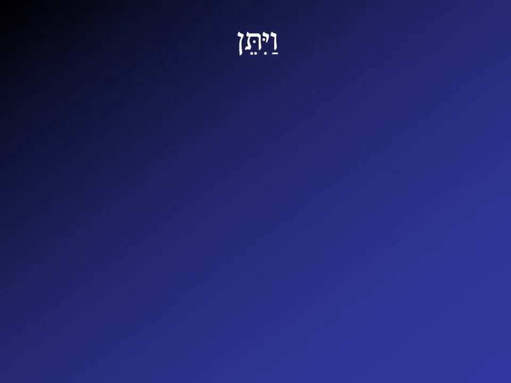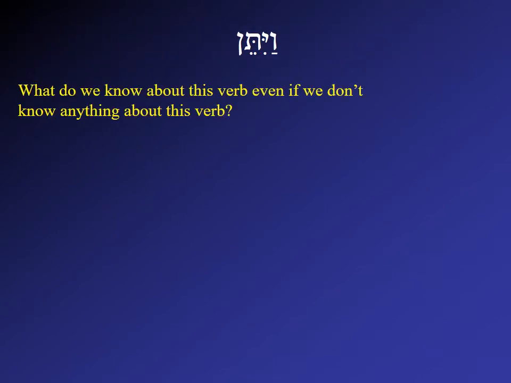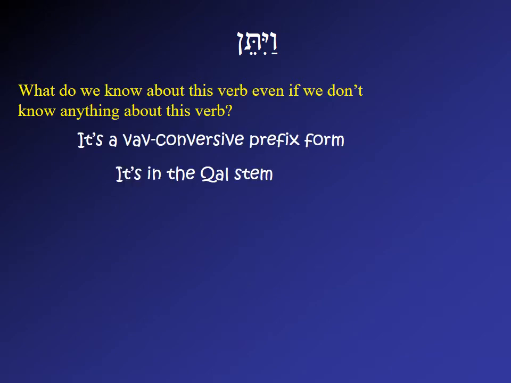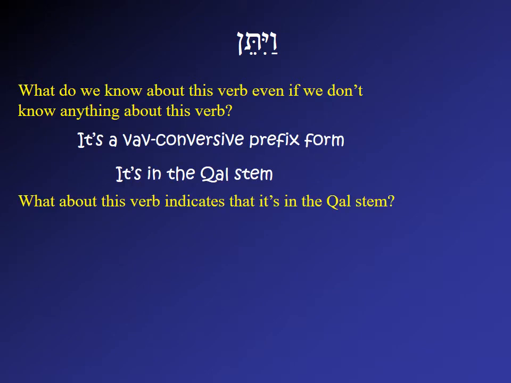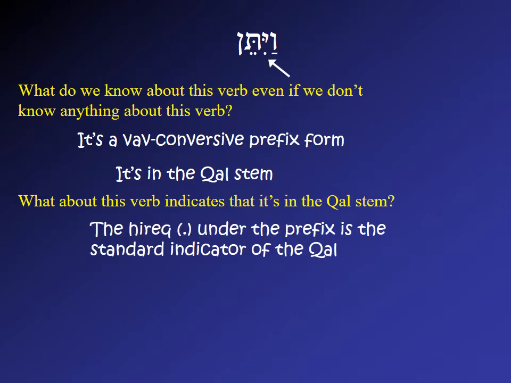Alright, let's begin with our verb. Before we start working on this verb, we already know some things about it. If you remember our verb exercise where we simply looked at the vav conversive and the vowel under the prefix, this vav conversive has the vowel of a cow. So what we know is it's a vav conversive form. It's in the cow stem. And the cow stem is indicated by the hirek under the yod.